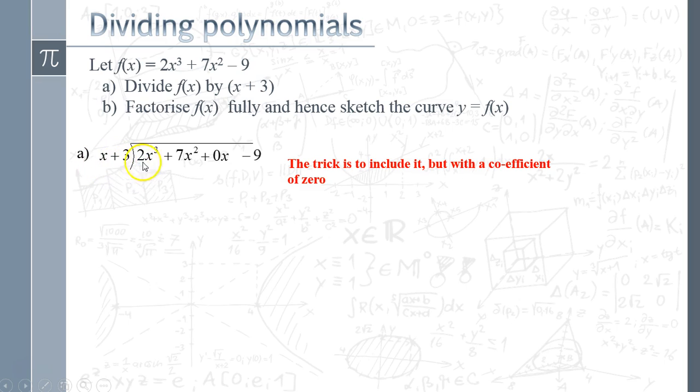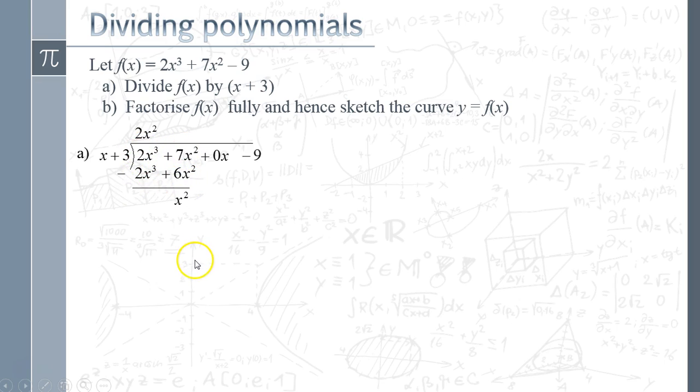How many times does x plus 3 fit into 2x cubed? Well, that's going to be 2x squared. 2x squared, lots of this thing here, is 2x cubed plus 6x squared. Do the subtraction, work out what our remainder is. Those are going to disappear. Do the subtraction here. I've got 1x squared. This is where it's important we had this, because we've got to bring down the x term.